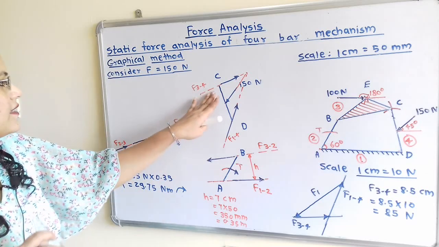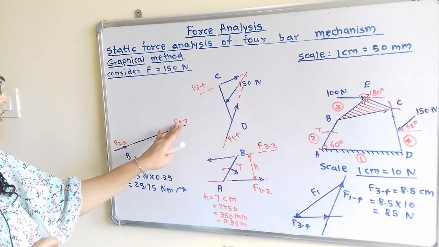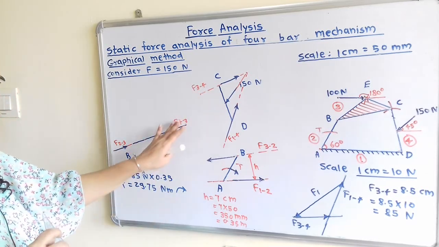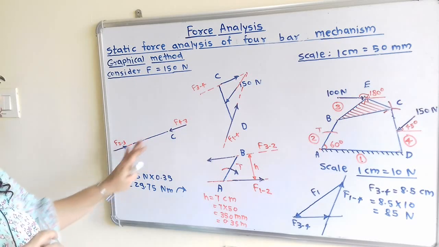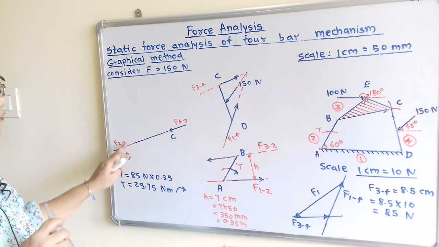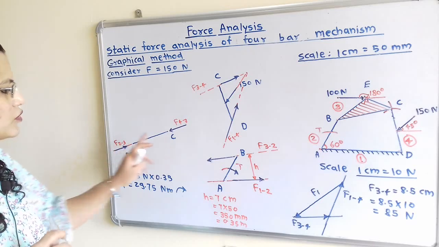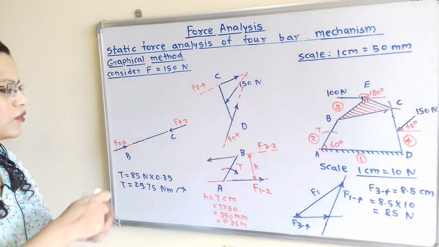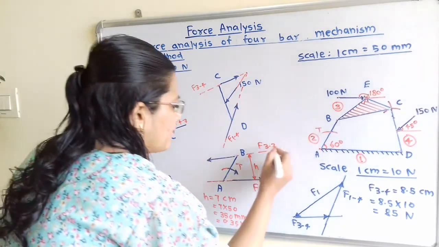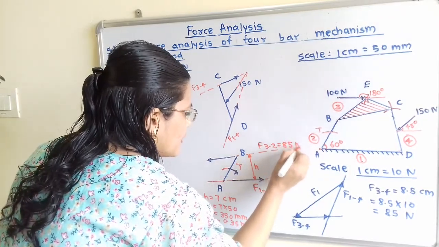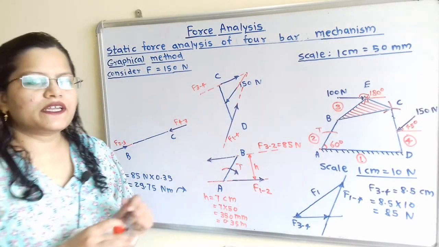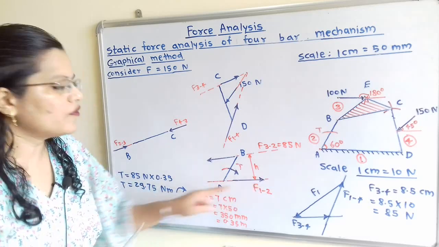So we can say that f of 3 to 4 and f of 4 to 3 are equal, and f of 4 to 3 and f of 2 to 3 are also equal in magnitude, and therefore f of 2 to 3 is equal to f of 3 to 2, which is equal to 85 Newton.